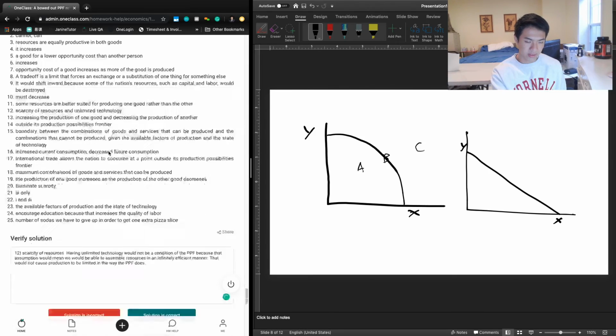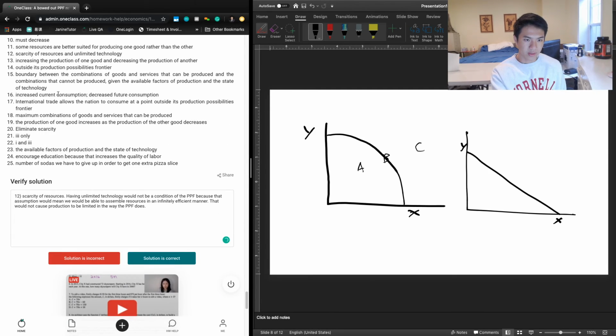And let's see if the tutor got it right. Increased current consumption and decreased future consumption. So that gets the relationship flipped. And we're going to say it's actually the opposite. It's actually decreased current consumption and increased future consumption.